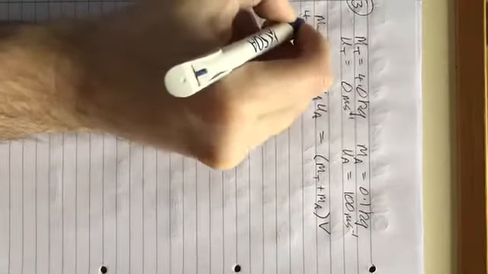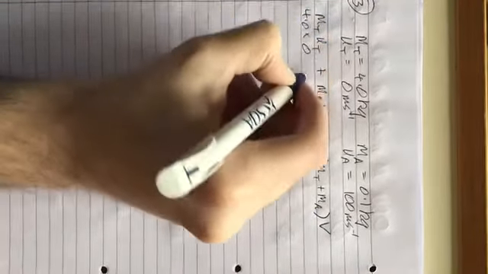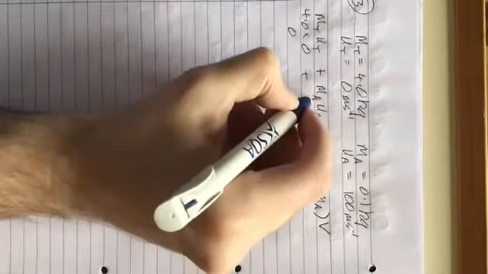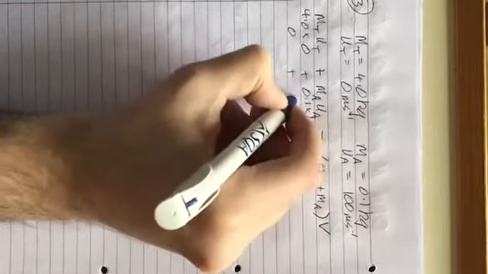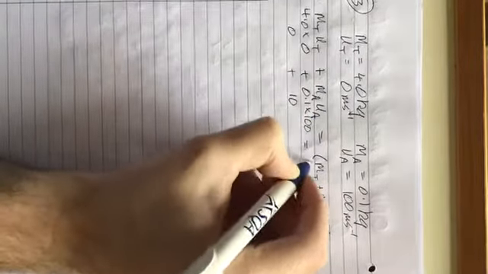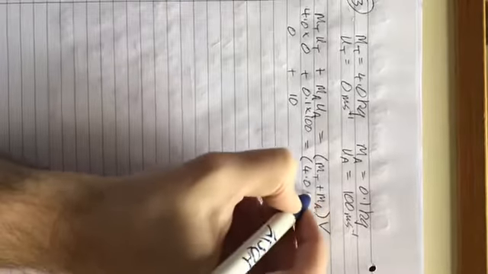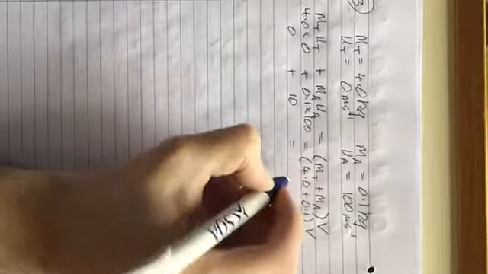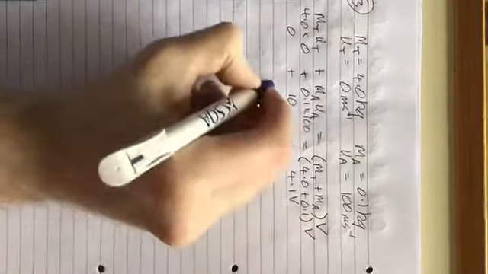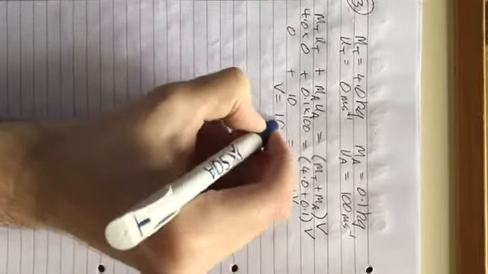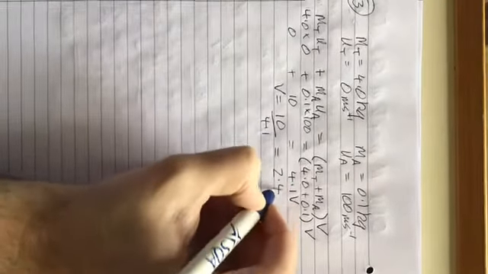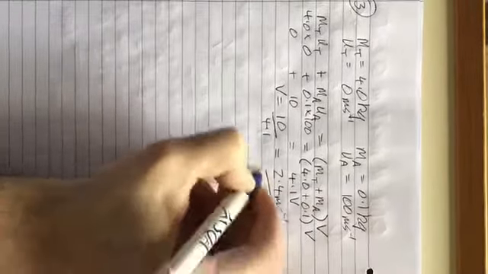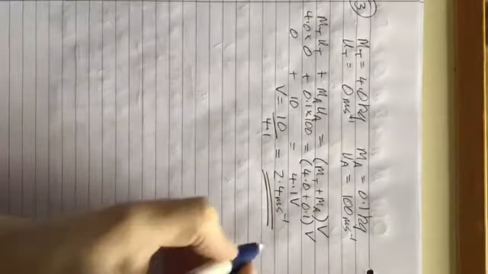So 4.0 times 0, that bit's easy, 0. 0.1 times 100, that's 10, equals 4.0 plus 0.1 times V, so that's going to equal 4.1V, so V will equal 10 divided by 4.1, which is 2.4 meters per second, like so.